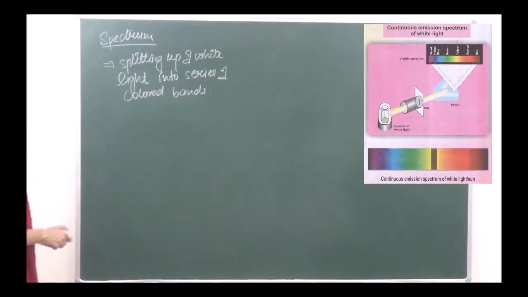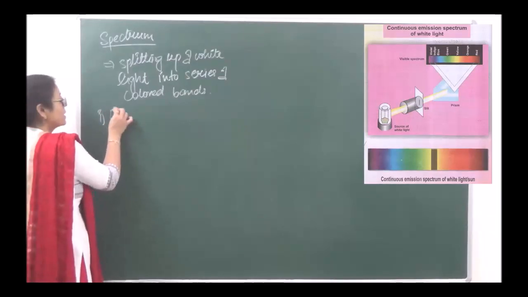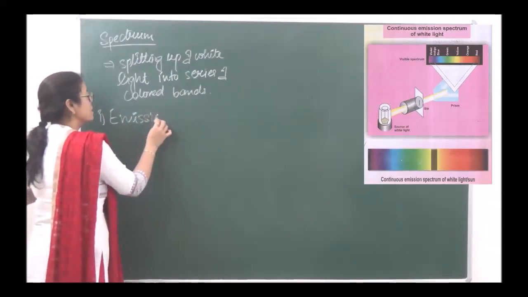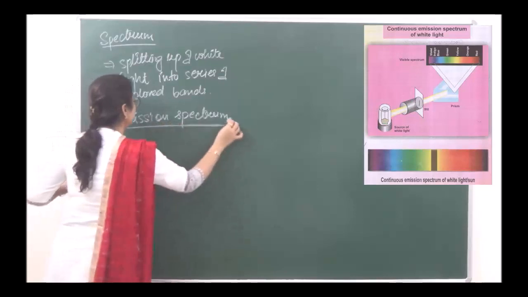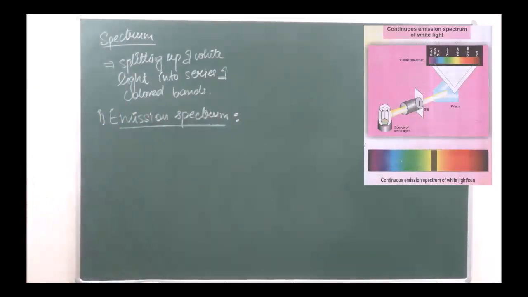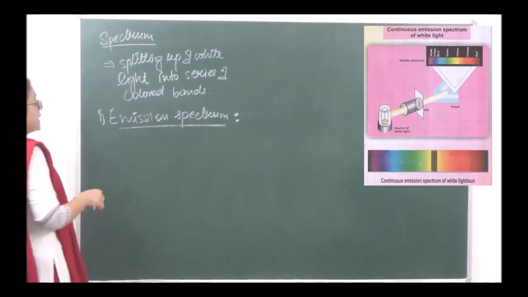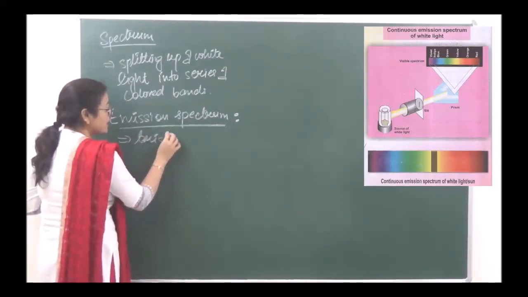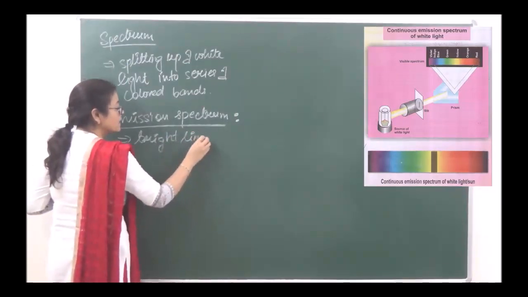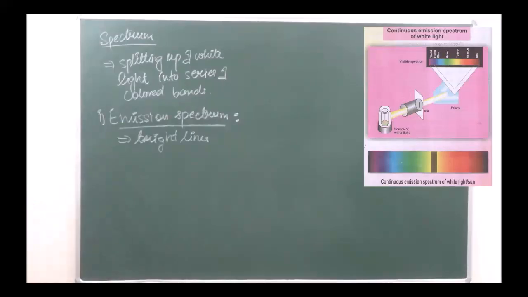Now spectrum is broadly classified into two. The first one is known as emission spectrum. What happens in emission spectrum is that it gives us bright colored lights, or we can say bright lines, and the background over here is dark. So emission spectrum gives us bright lines on a dark background, right?